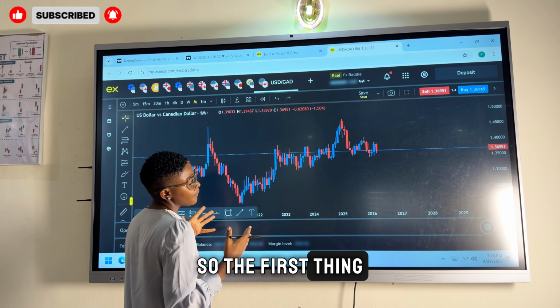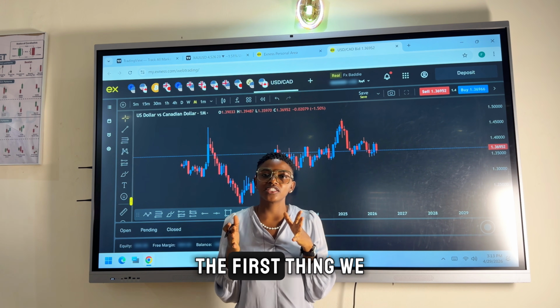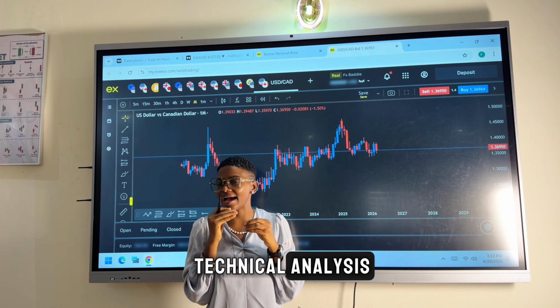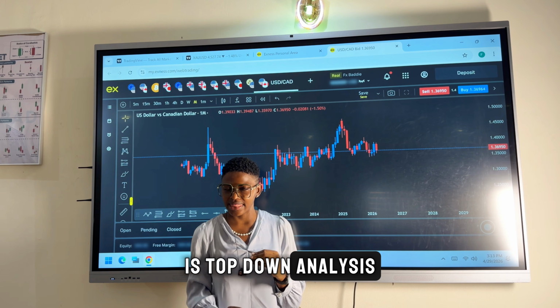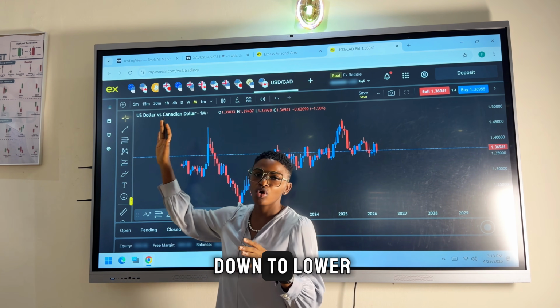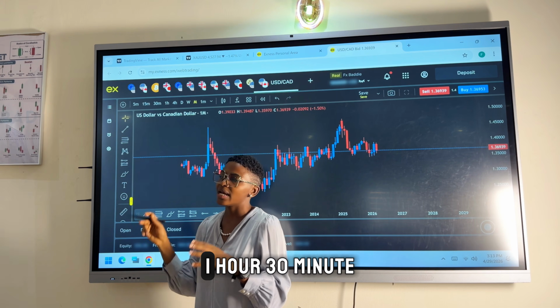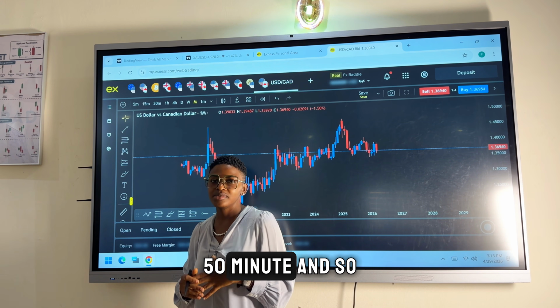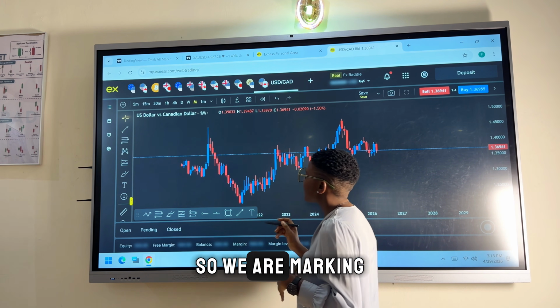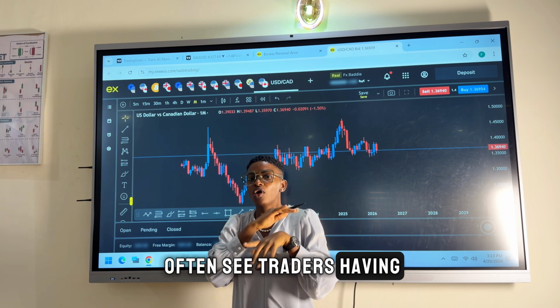I trade pure price action, and with pure price action, the first thing we want to do under technical analysis is top-down analysis, marking out key levels from higher time frame down to lower. Meaning we'll start from monthly, then mark weekly, daily, 4 hours, 1 hour, 30 minutes, 15 minutes, and so on and so forth. So we are marking out key levels. These key levels are the lines that you often see traders having on their chart.